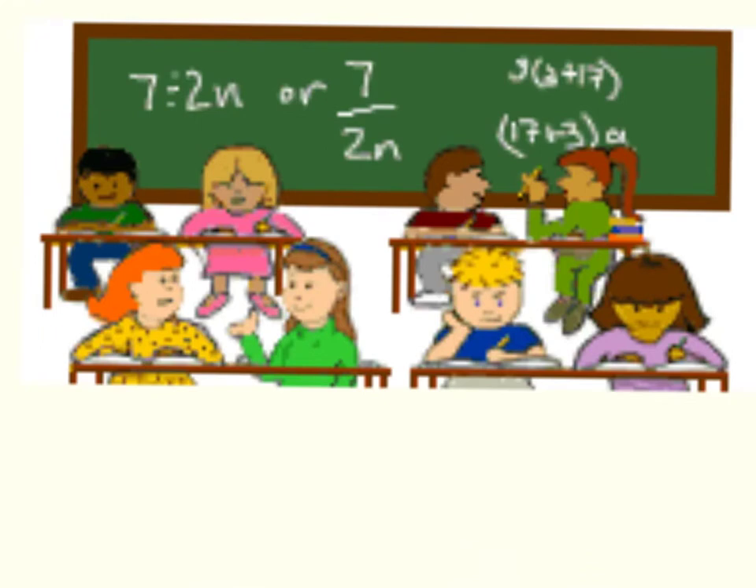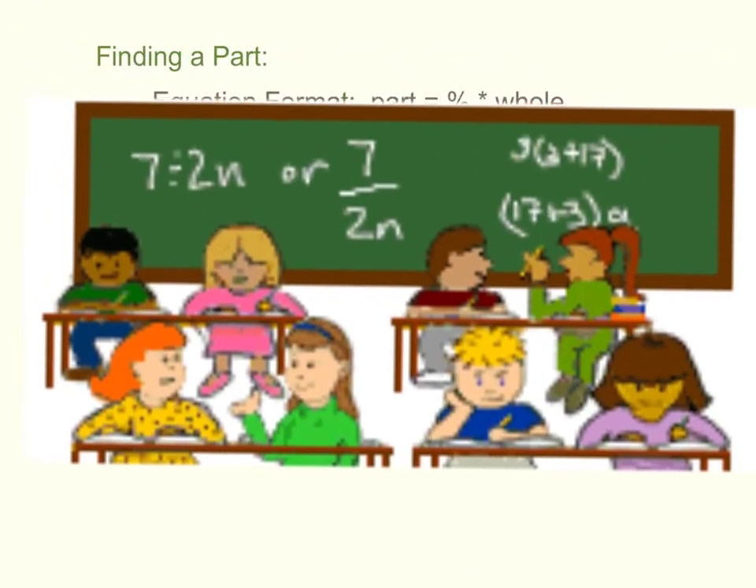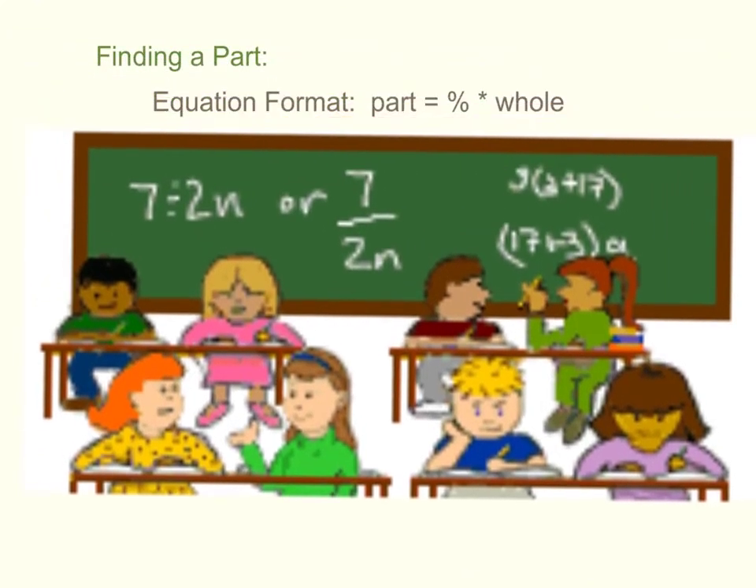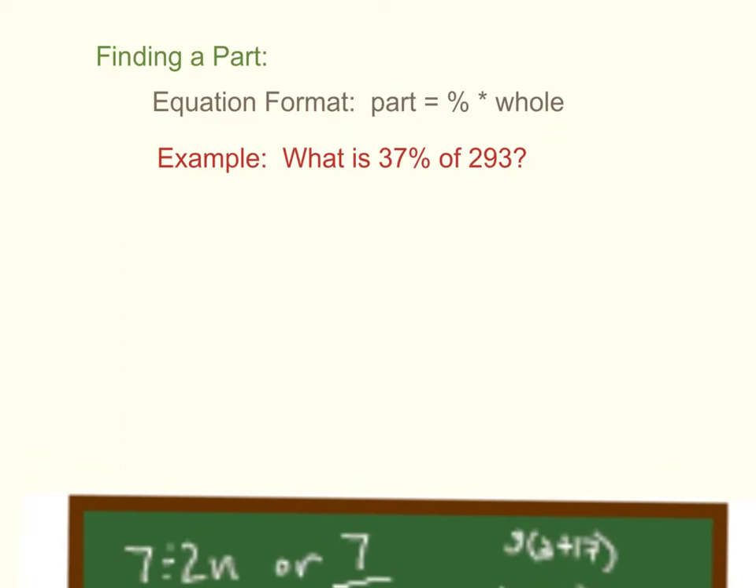The next equation format that we're going to talk about is finding a part. The equation format is the part equals the percent times the whole. Remember, the percent is always written as a decimal in these equations. Please take a moment to pause this video and write down the equation format. Now let's try an example together.